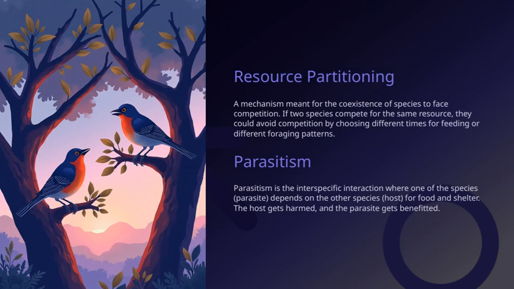Both parasitism and resource partitioning are mechanisms that help species survive alongside each other. Parasites allow some species to exploit hosts without necessarily killing them outright, and resource partitioning helps species reduce direct competition, promoting biodiversity. These strategies are vital for maintaining the balance within ecosystems and are closely tied to the overall theme of ecological interactions and coexistence.